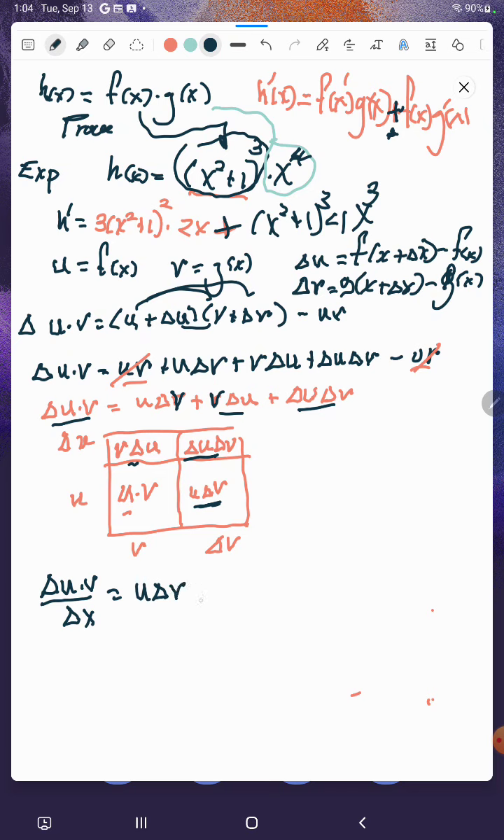And then I'm going to have that over the change of x, because I change it on this side, and then over here I'm going to have v. And then I have change in u, and that will be over the change in x. Finally, over here I have the last part, which I'm just going to leave like change in u times the change in v. It doesn't matter where I put the change of x here.